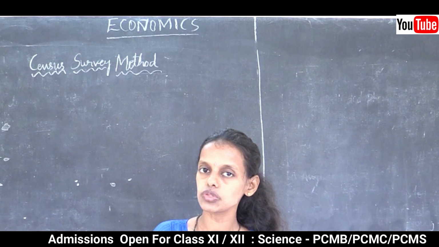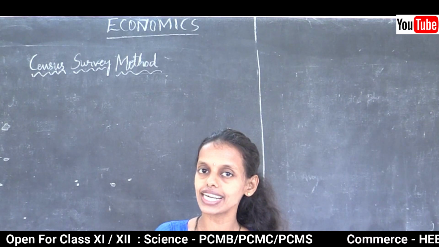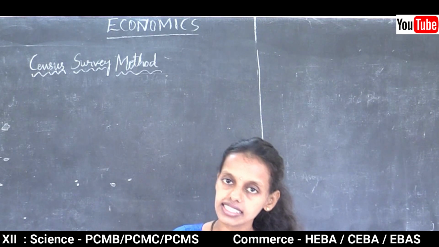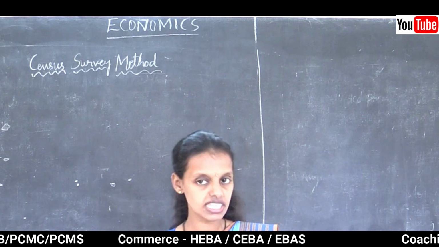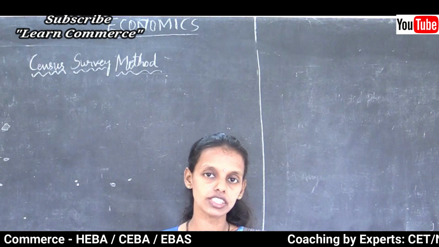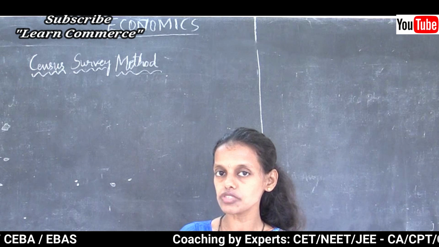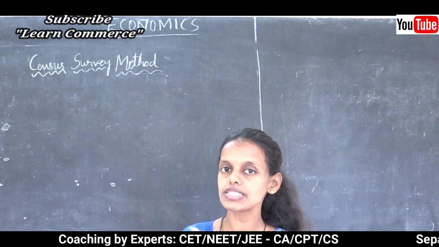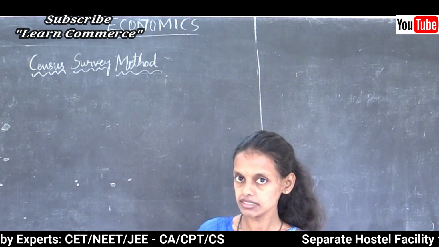In India, in most cases we use the census survey to collect data regarding the population, birth rate, death rate, literacy, employment, life expectancy and size of population. All these things we collect through the census method. So, here there are two methods of collecting data. One is the census survey method, the other is the sample survey method.